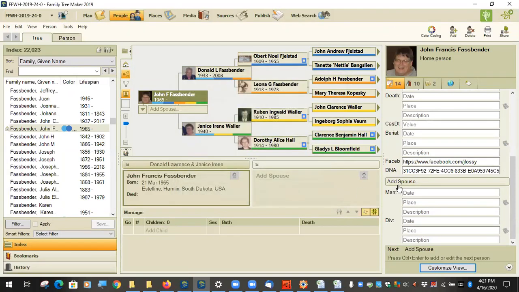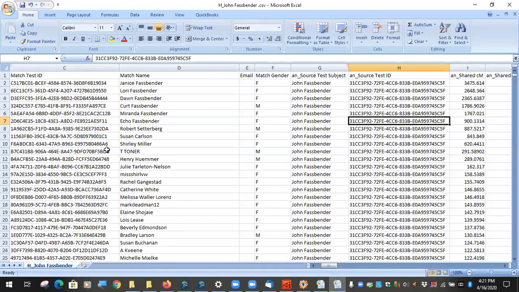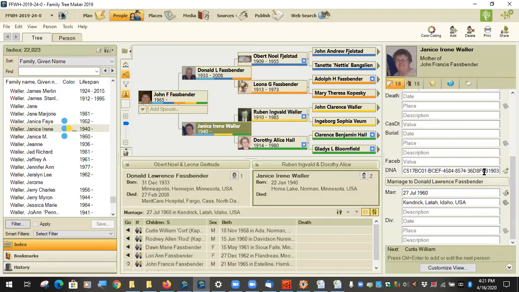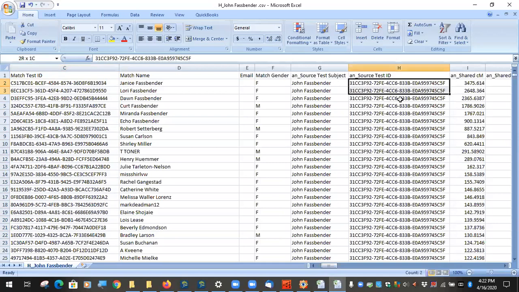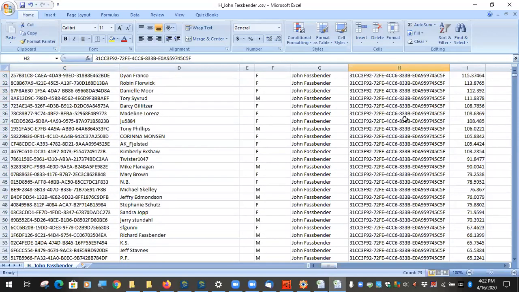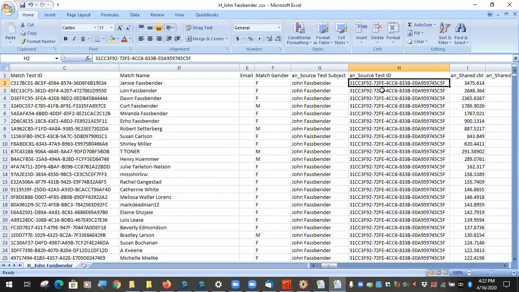Then I like adding it here just because now I can copy and paste. So for my mother, let me go back to this. Here's my mother. Here's how Ancestry knows her, the C517B, C01. I go back here, there's that number. Okay, which column on that spreadsheet are you using? C for my matches, because H is my number, the same number in every column.